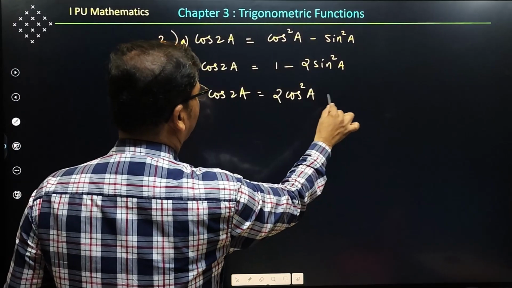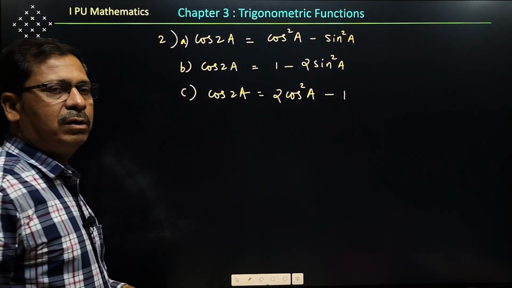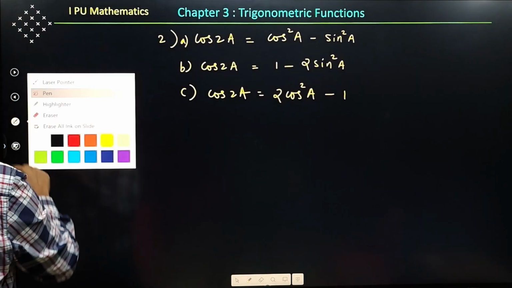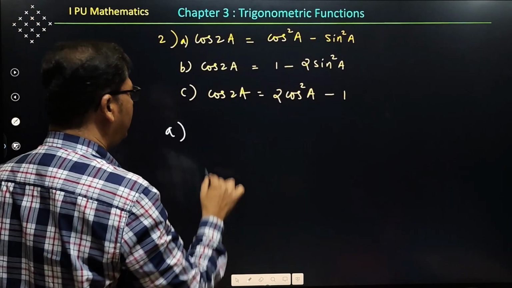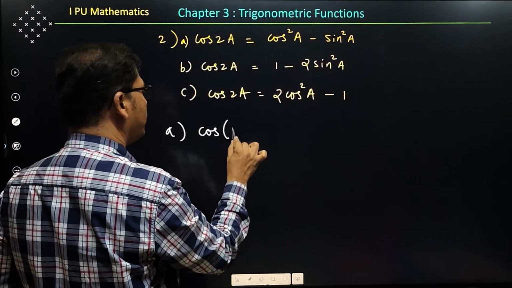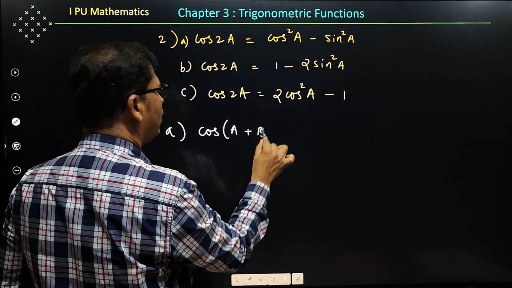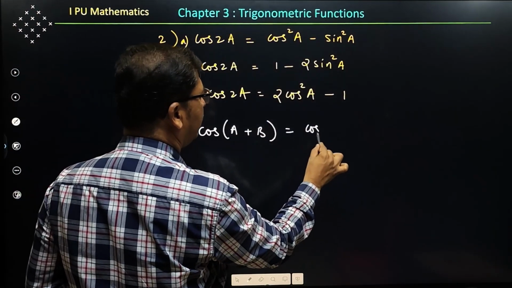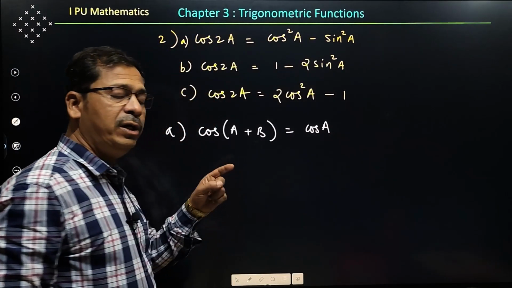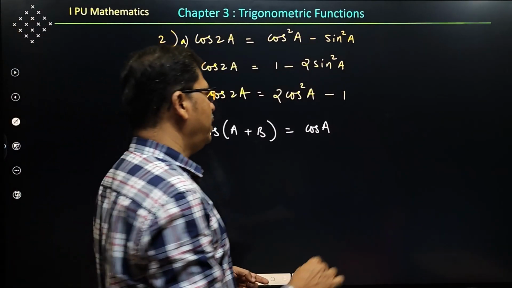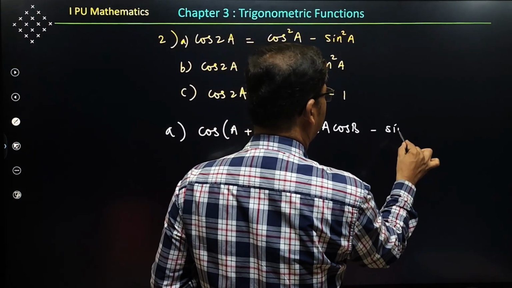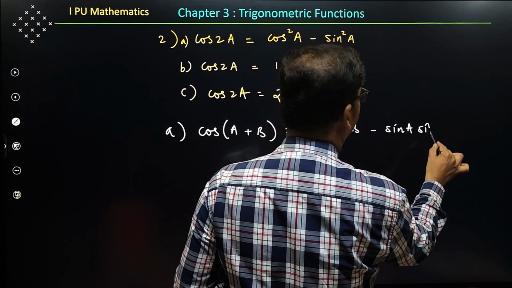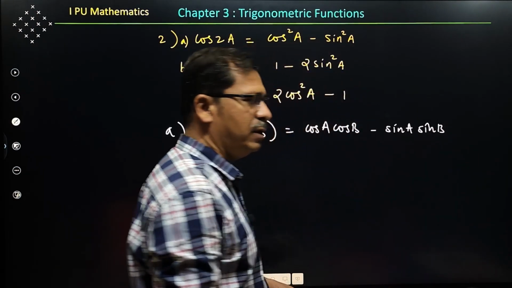Now let us prove one by one. Okay. Now let me take the first one. First one I would like to prove. For that I would like to use the result cos of A plus B. Cos of A plus B equal to, you know already, cos A into cos B minus sin A into sin B. This is your known result.